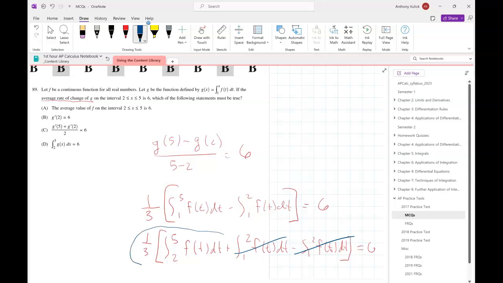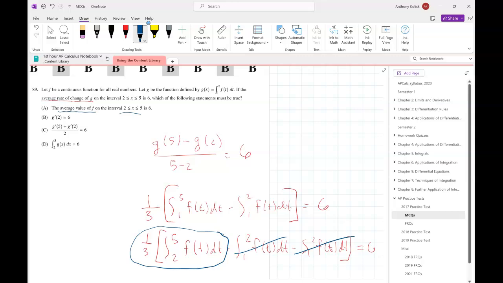And what is this? It's the average value of f from 2 to 5. I thought this was the hardest question on this set of multiple choices. It really requires you to fundamentally understand what you're looking at.